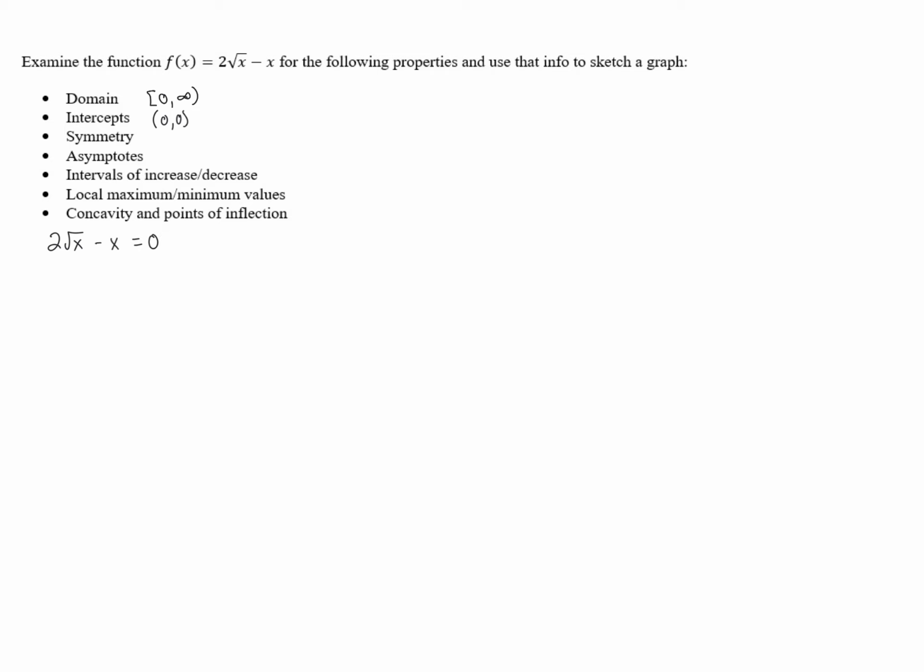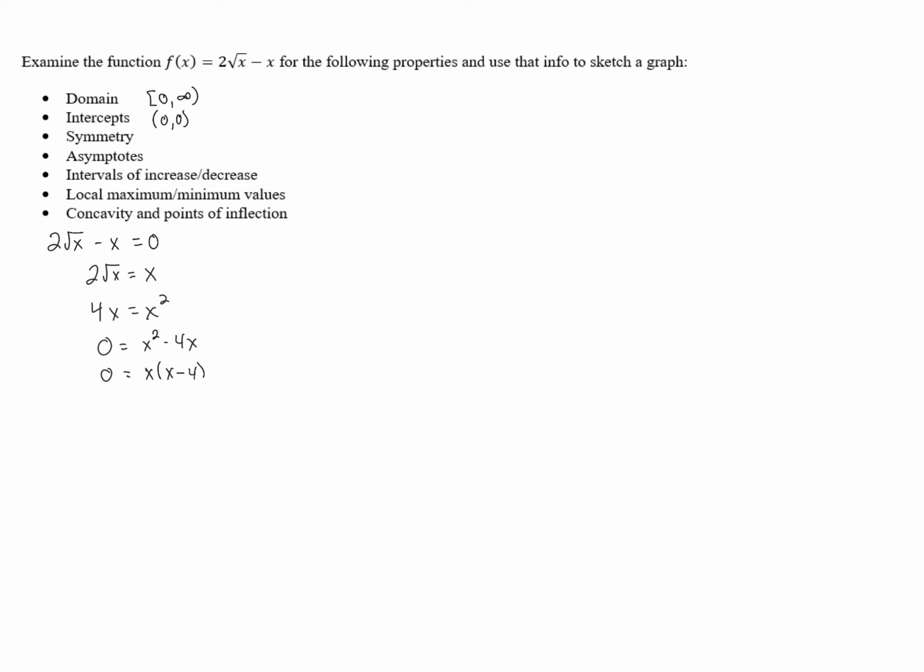If we add x to both sides, that gives us 2 root x equals x. And if we square both sides, that gives us 4x equals x squared. And this is something that's a little bit easier to work with because we're used to solving polynomial equations. If we subtract 4x from both sides, that gives us 0 equals x squared minus 4x. We can factor out an x. And we can see that in addition to x equals 0, which we've already seen as an intercept, it looks like we might have x equals 4 as an intercept.